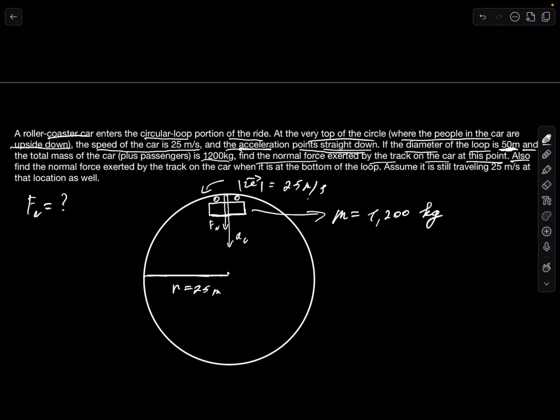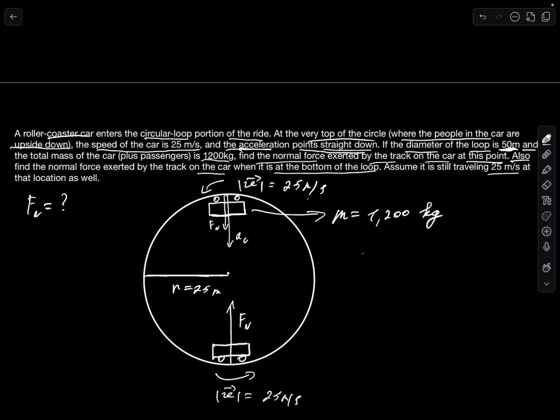Also, find the normal force exerted by the track on the car when it's at the bottom of the loop. So we have the situation where the car is at the bottom as well. We also need to figure out the normal force in this scenario. Assume it's still traveling 25 meters per second at that location as well. So here, the absolute value of velocity is still 25 meters per second. Now let's draw the free body diagram so we can understand how the normal force relates to all other forces. Actually, there's only one force here, the force of gravity, other than the normal force.